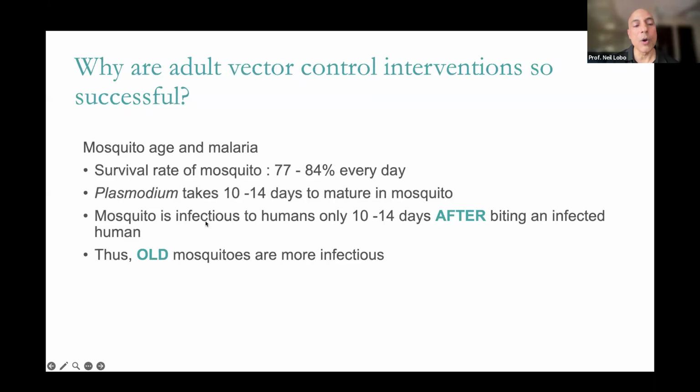So the mosquito is only infectious to humans 10 to 14 days after getting infected with malaria. For 10 to 14 days, it cannot transmit malaria. Only after that can it give humans malaria. So old mosquitoes are more infectious. That's an important concept. Old mosquitoes are more infectious.